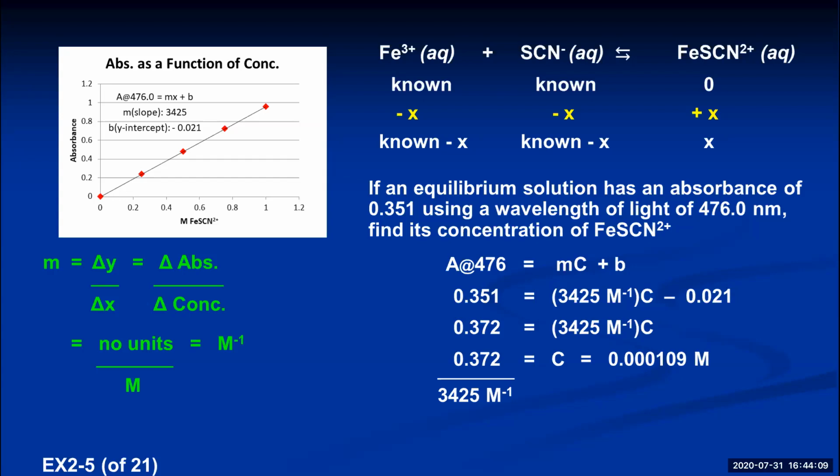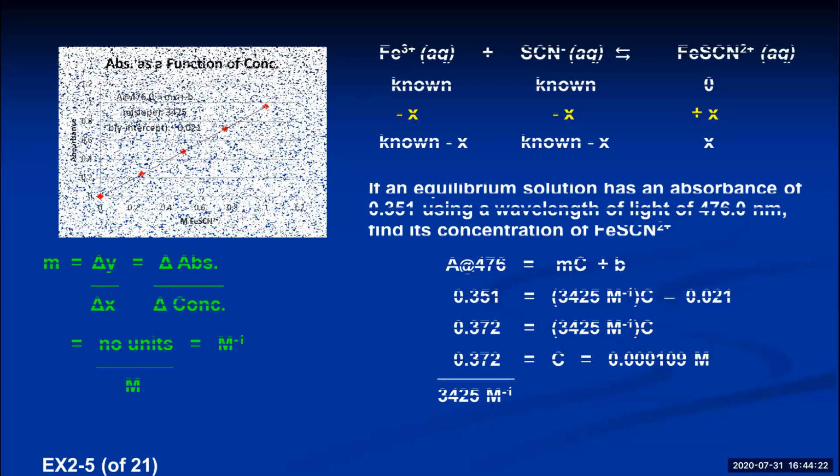And then experiment 3, we'll make equilibrium solutions, and then using our calibration line, we're going to find the values for X, and we'll wind up calculating the last line in our ICE table, which are the molarities of all the reactants and products.